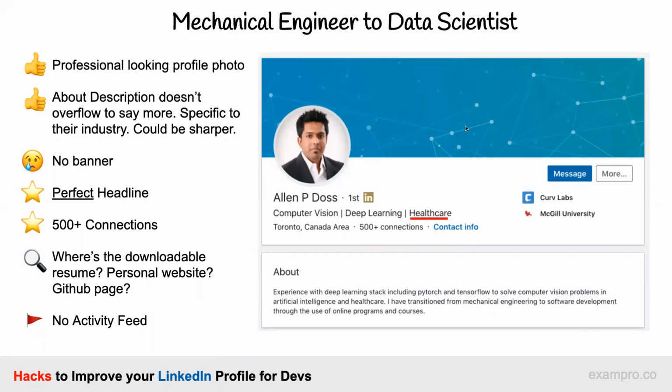He has 500 connections, which is really good. But look, he has no media. So how do I get his resume? Does he have a personal website? Does he have a GitHub page? The biggest red flag for me is no activity feeds. You can turn this off in LinkedIn, but the activity feed is to show how active somebody is within their field. As I was saying earlier, if you were to create lots of content, that's the first thing I'm going to look at when I'm investigating people.